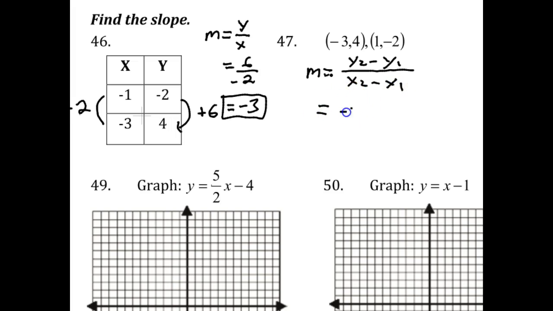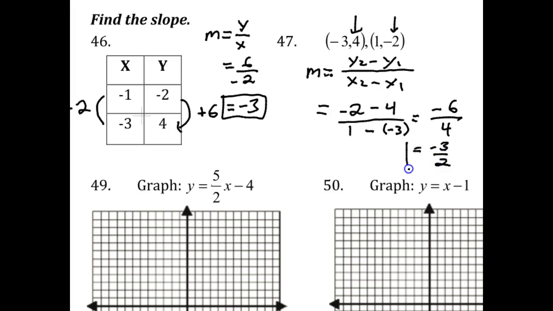So we have negative 2 and minus 4 for the y's. Right, those are right there. And we'll have 1, and careful, it's minus a negative 3. So this minus is not the same minus as the formula. You have to have them both. So we'll have negative 6 over positive 4, which reduces to negative 3 over 2. Always reduce the fractions and leave them as improper.